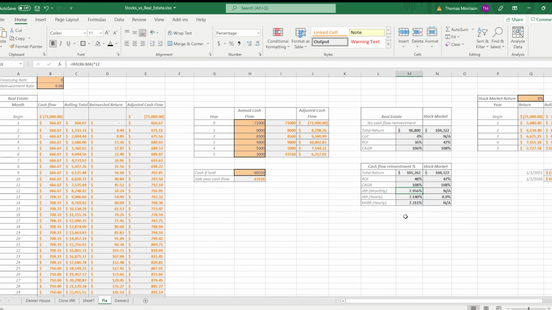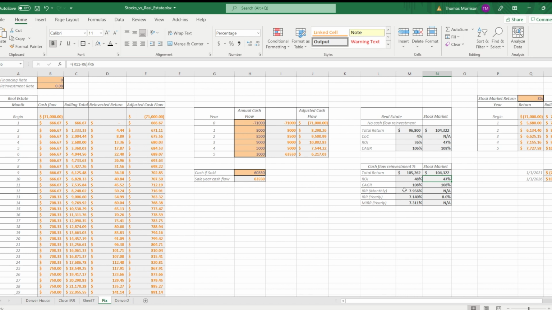From these comparisons, we can see which metrics are the most useful for comparing the two investment vehicles. The most accurate is the ROI. The ROI from the rental property is clearly better than the stock market, with a total return of $105,000 compared to the $104,000. The ROI is the true return, that is the exact amount of money you would have at the end of 5 years, assuming all of your assumptions are correct.